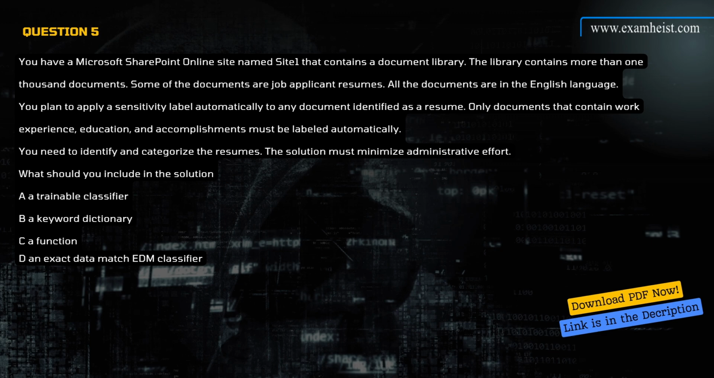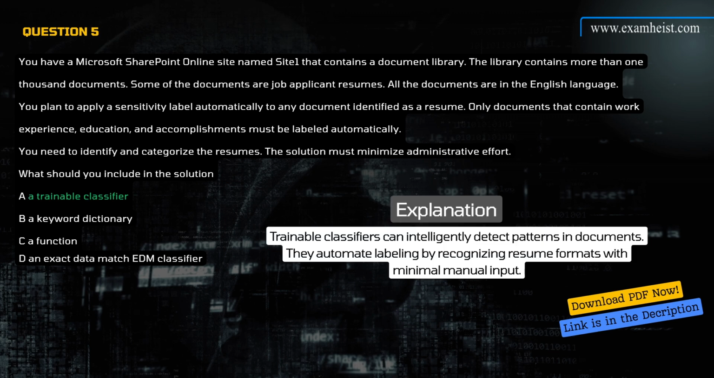A. A trainable classifier. B. A keyword dictionary. C. A function. D. An exact data match, EDM, classifier. Correct answer is A. Explanation. Trainable classifiers can intelligently detect patterns in documents. They automate labeling by recognizing resume formats with minimal manual input.